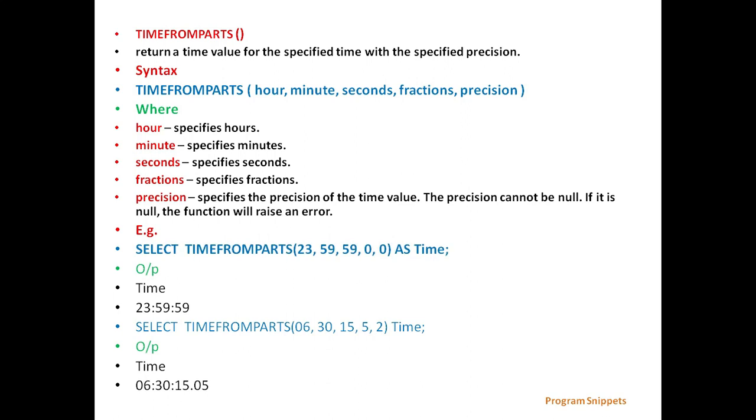For example, SELECT TIMEFROMPARTS(23, 59, 59, 0, 0). It will give the output as 23 hours, 59 minutes and 59 seconds. And if we give SELECT TIMEFROMPARTS(6, 30, 15, 5, 2) it will give the output 6 hours, 30 minutes, 15 seconds and not 5 as a fractional second.